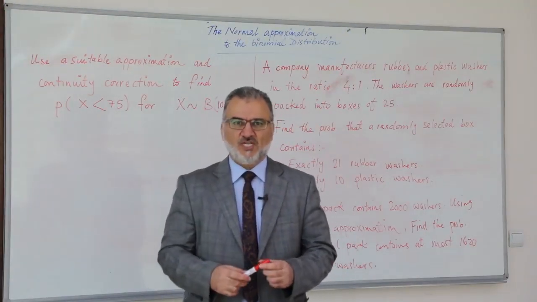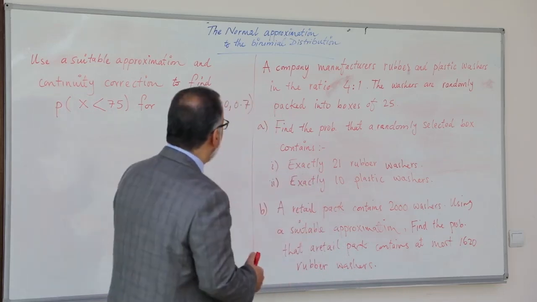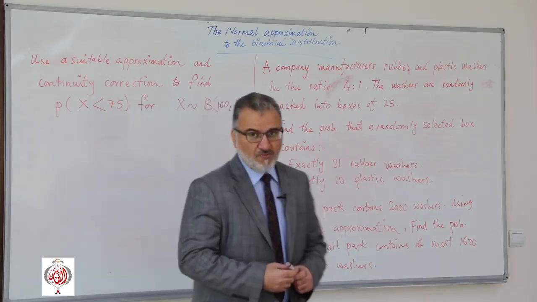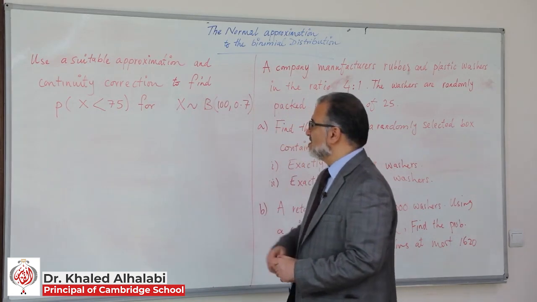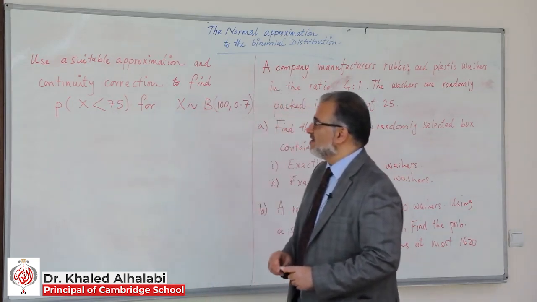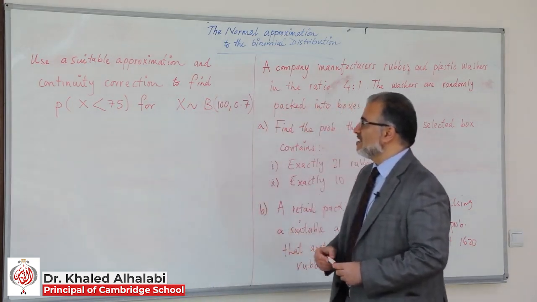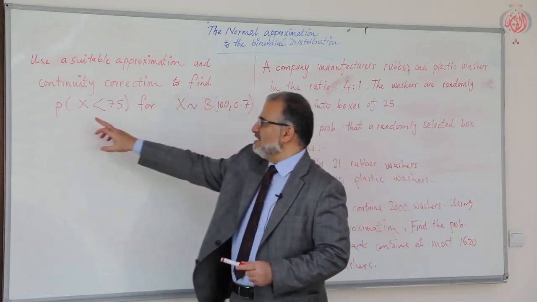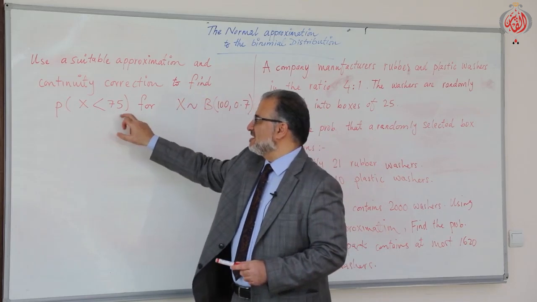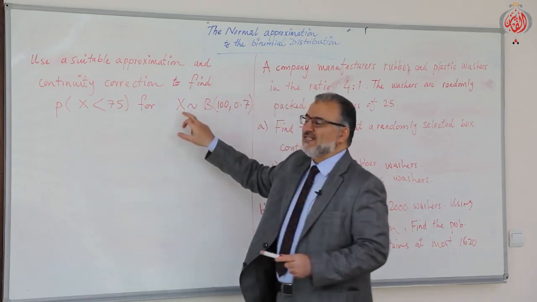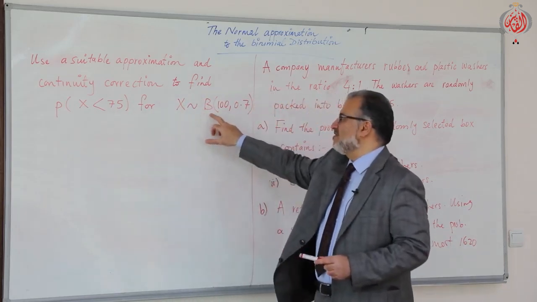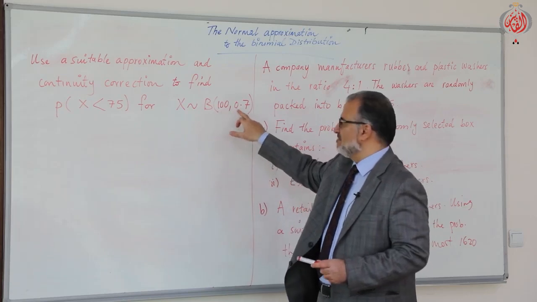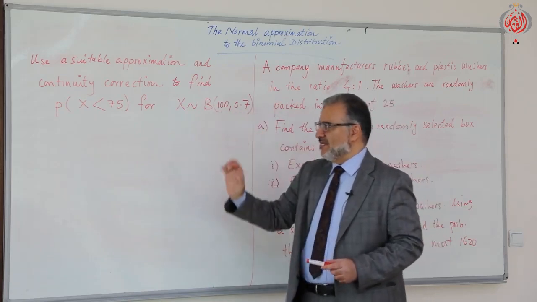Now we will continue, inshallah, to take exercises on the normal approximation to the binomial distribution. Let's now deal with that question. Use a suitable approximation and continuity correction to find the probability that x is less than 75 for the discrete random variable which follows the binomial distribution with n equals 100 and p equals 0.7.